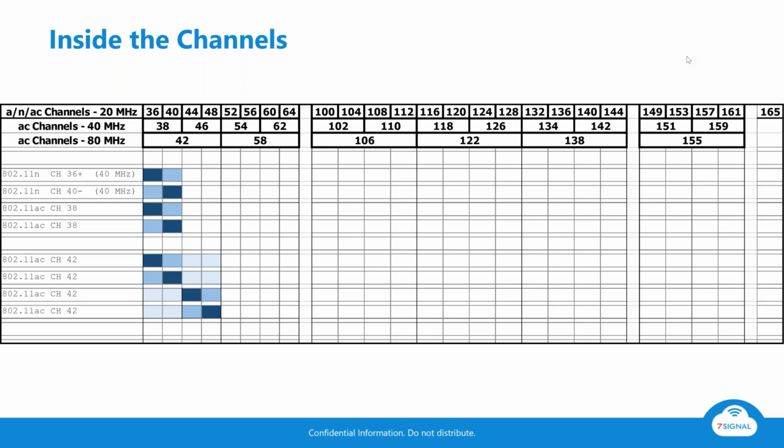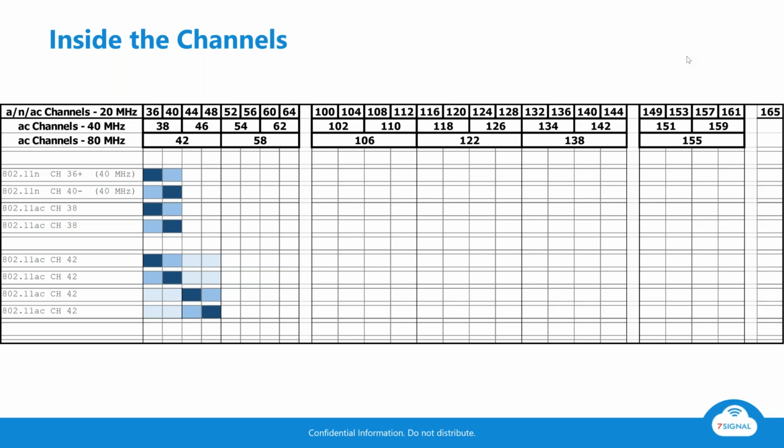Now let's remember that there are a lot of devices out there that are still 20 megahertz wide devices. And so all of the control traffic for n and ac has to happen on a 20 megahertz wide channel so that those legacy clients can hear it. And that's not really a problem. You have a primary channel and an extension channel, or a control channel and an extension channel. There's a lot of language for it.